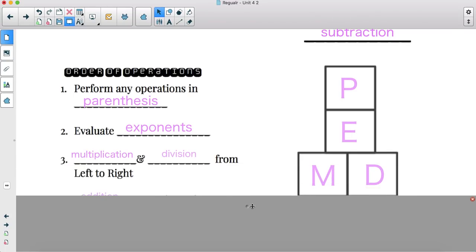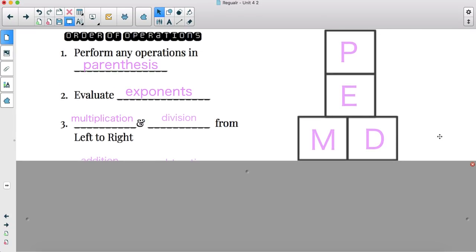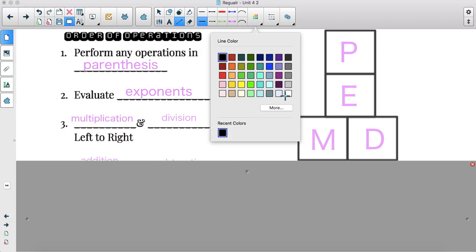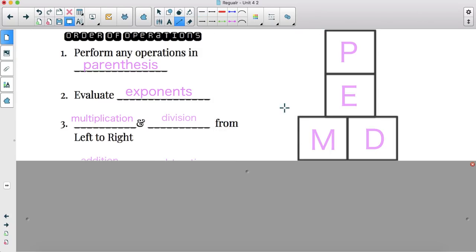Here's one that you really have to pay attention to. So next comes multiplication and division. Okay, so if you see multiplication and division in the same expression, you have to make sure that you just work from left to right. And maybe you want to put that arrow in there with your M and your D to help you remember that it doesn't matter, you don't do all multiplication first, or you don't do all division first, you just work from left to right.